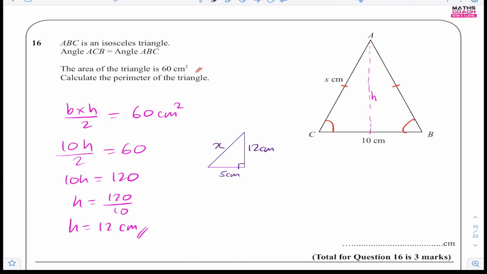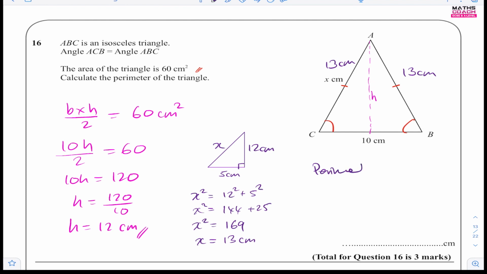How do we find what x is? We use a squared plus b squared is equal to c squared. Our c is our x, so therefore x squared is equal to 12 squared plus 5 squared, and that gives us, no calculator remember, so 144 plus 25, so x squared is equal to 169. The square root of 169 is 13, so x is 13 centimeters. What we can now do is say this is 13 and this is 13, so therefore the perimeter would be equal to 13 plus 13 plus our 10, and that is a total of 36 centimeters.